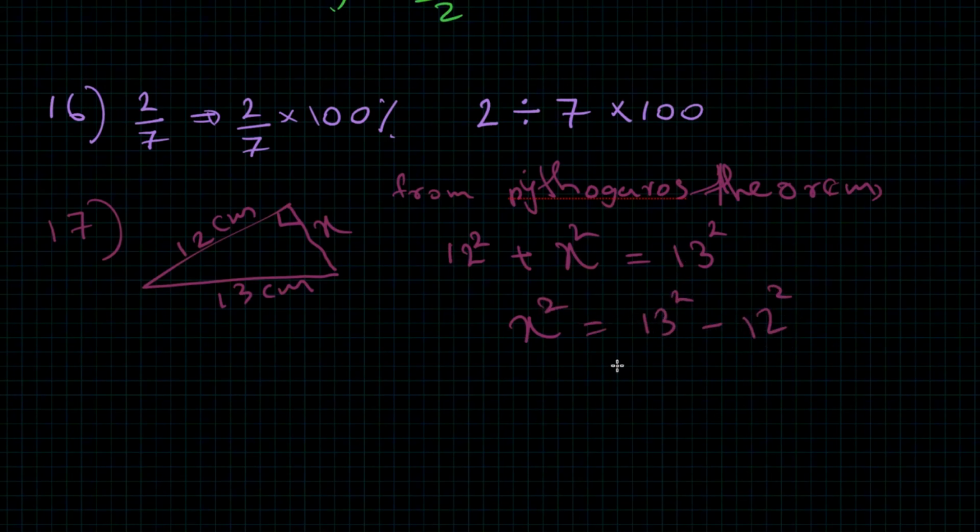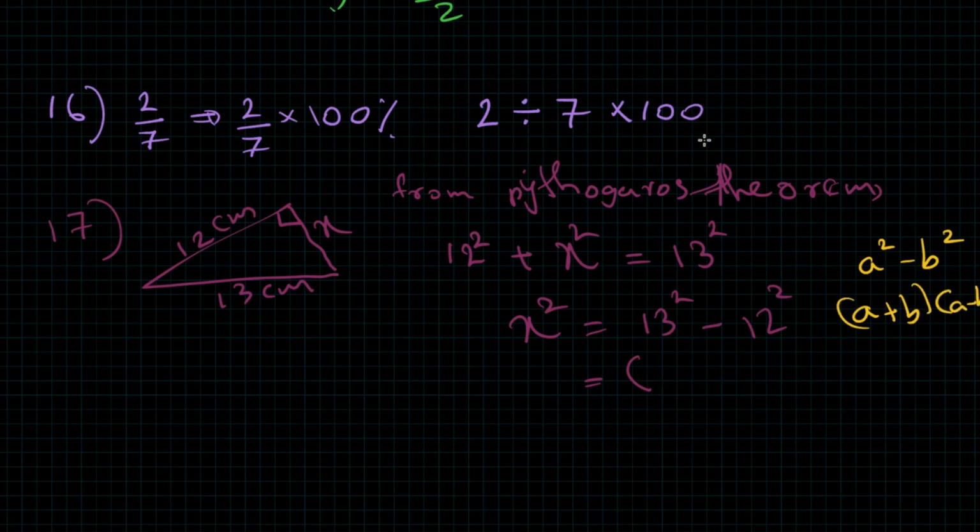Okay, one way you can do it is you just expand 13 squared and 12 squared, calculate the values and then subtract. But I'm not going to do that because I can factorize this so that I can easily calculate the value. This is also the classic a squared minus b squared factorization: a plus b, a minus b.